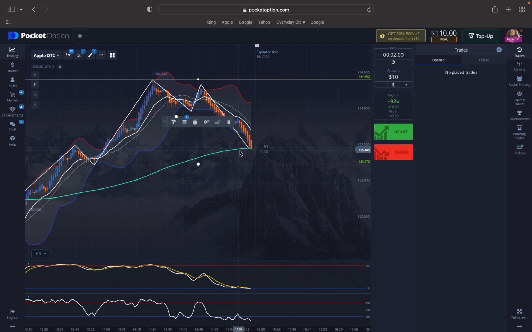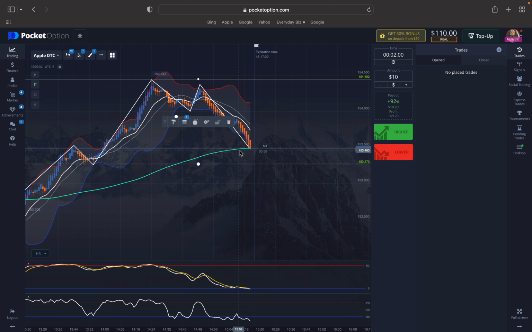Now they got this line called a 200 average line. The 200 average will tell you if it's an uptrend or a downtrend. This green line is the 200 average. If it's an uptrend, it's going to be over this green line. If it's a downtrend, it's going to be under that line. So you want to determine if it's an uptrend or a downtrend.